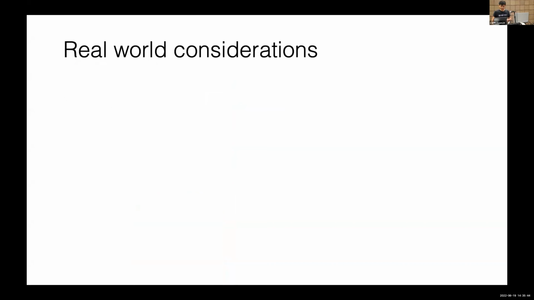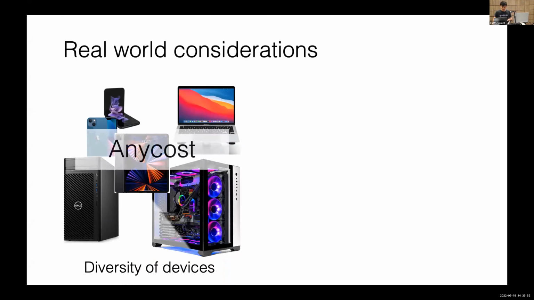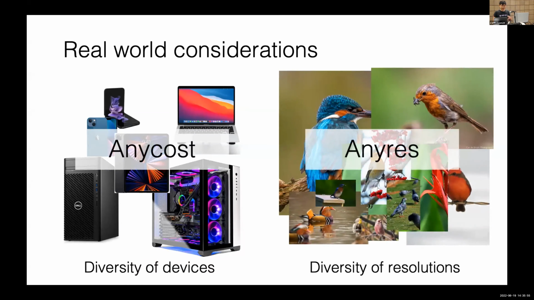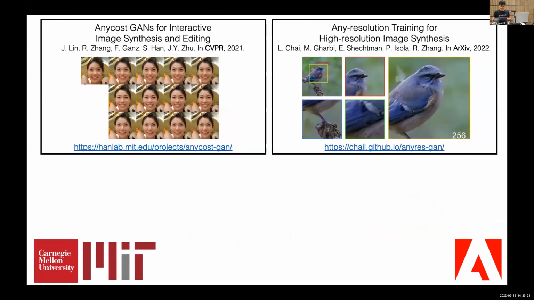Okay, so in this talk, we discussed how we should design our algorithms with some real world considerations. The real world has different diversities, the diversity of devices and the diversity of resolutions, which we addressed in Anycost and Any-Res GANs. Now, we examined these issues specifically with GANs. But moving forward, these underlying issues are prevalent in all our different models, for example if you're training autoencoders, flow-based models, diffusion models, autoregressive models. My hope is that in the future, we'll be thinking about how to enable full flexibility across all types of different generative models.